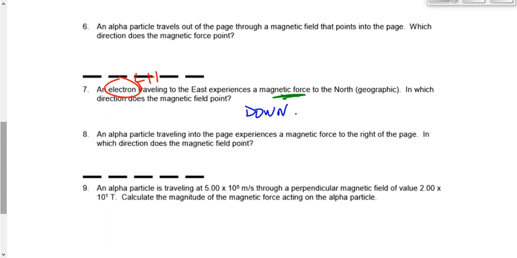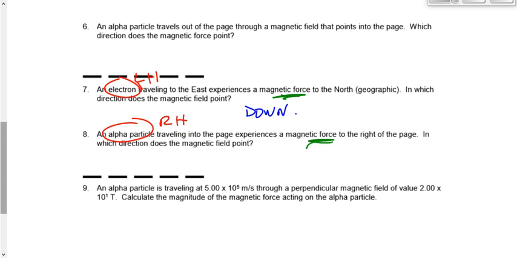Number 8 says an alpha particle, it's positive, so it's right hand, traveling into the page, experiences a magnetic force to the right of the page. Thumb into the page. Palm is my force, not fingers. Palm is my force to the right of the page. Fingers point up the page, toward the top of the page.